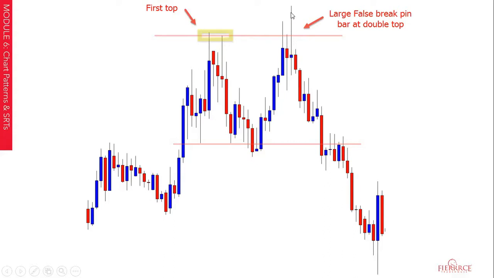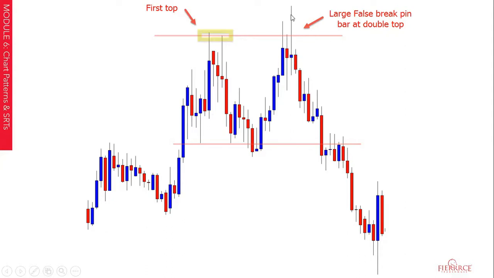So we saw a really major rejection, and that's why I'm calling it a large false break pin bar at the double top. So this is top one, top two, and then at top two, there was this pin bar formation. Again, if you look at the candlestick Bible or resources that I gave you to read, you'll understand what I mean by a pin bar. This is a type of candlestick. It has a very small body, but it has a very long rejection wick, and it's forming at the top of this trend. Sometimes it will form at the bottom of a trend, but here it has formed at the top.